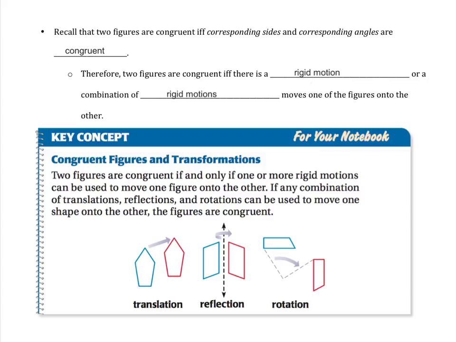So remember, rigid motions do not change the side lengths, the angle measures, or the areas of the figures that you are moving or changing. So therefore, two figures are congruent because you're not changing any of the angle measures or any of the side lengths if there's a rigid motion or a combination of rigid motions that moves one of the figures onto the other.